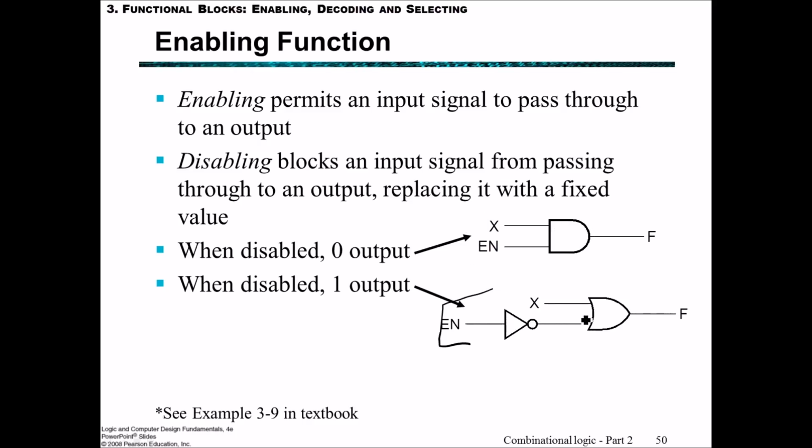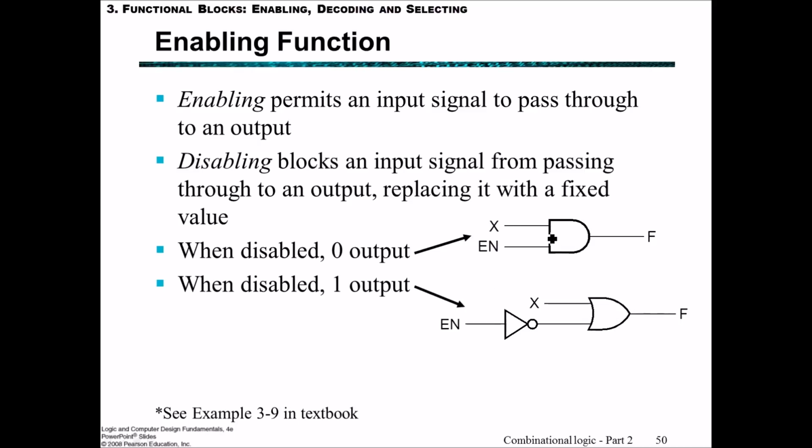The second circuit example that uses an OR has, if enable is equal to 1, then the output of this NOT gate is 0, and then f will be simply the same value as x. If x is 0, f is 0, whilst if x is 1, then f is also 1.